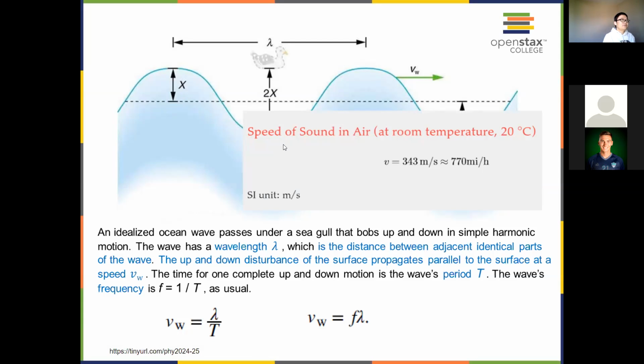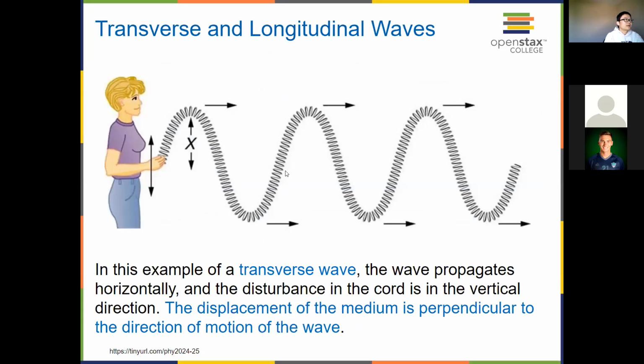For the sound wave, the fact you can hear the sound, if we are in the classroom, you can hear me talking, is because sound is a wave, and it propagates through air. So sound wave is very common, and it has a speed of about 343 meters per second, or roughly 770 miles per hour, at room temperature, about 20 degrees Celsius, all right? So that might be a constant we will be using often. If you can remember, that's great.